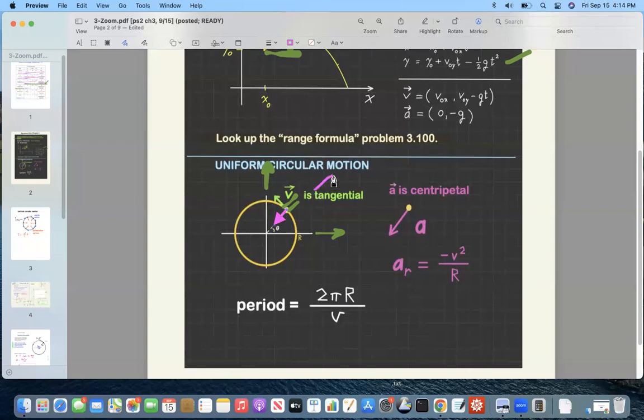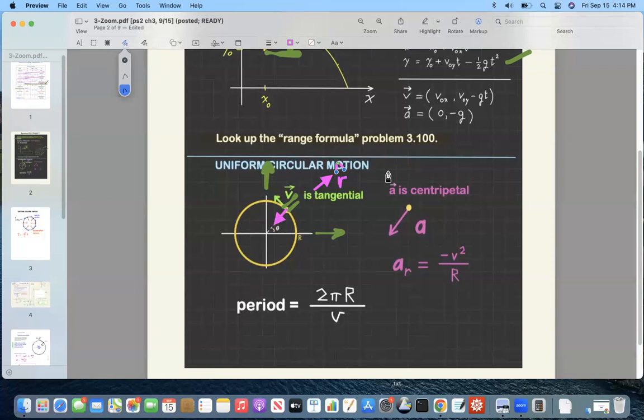The radial direction means pointing away from the center. So this is the unit vector in the radial direction, away from the center. But the acceleration is toward the center. So the acceleration component in the radial direction is negative. And the magnitude is v squared divided by r. r is the radius of the circle. v is the speed, and I'm only talking about uniform circular motion here. So this is only the case where v is a constant.